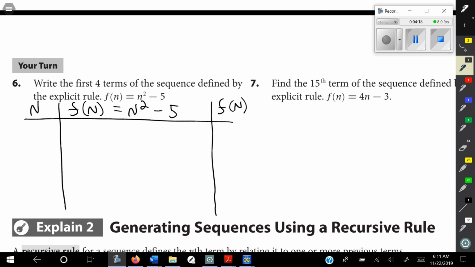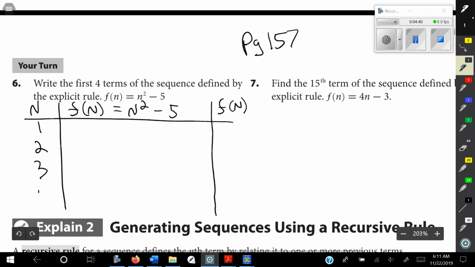Okay, so in number 6 here, we are looking at the explicit rule f of n is equal to n squared minus 5. And what we want to do is find the first four terms, 1, 2, 3, and 4. So I'm going to start this off for you, but you're just going to have f of 1 is equal to 1 squared minus 5. And then you see what you get and put that answer here. See if you can find the first four terms here.